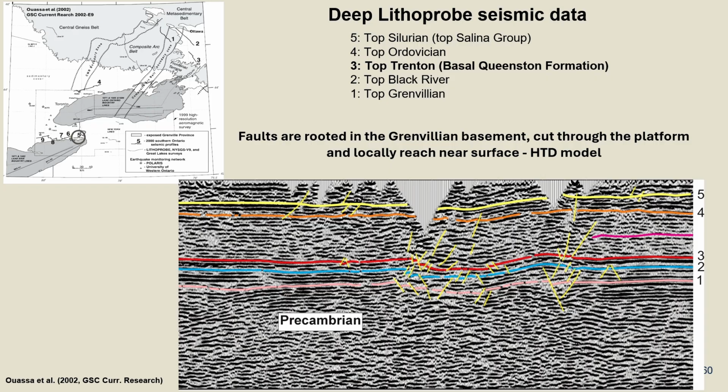But the quality of the acquisition was so good that we were able to image the shallow platform rocks overlying the Precambrian basement. So what we see on this seismic profile are a large number of significant faults, most of which are rooted in the Precambrian basement, below unit number 1 that we see on the slide. These faults cut through the platform rocks all the way to the surface. So we have a large number of faults present in the study area as seen on this seismic line.